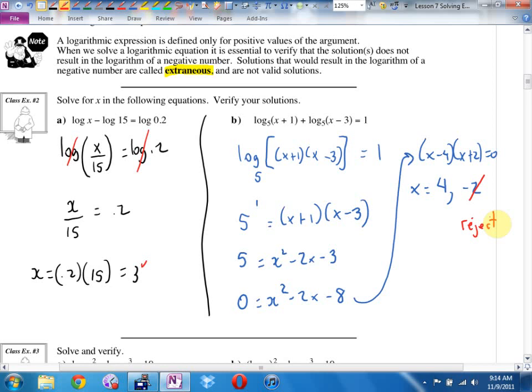Okay? This is an extraneous root. It pops out of our modified equation, but it does not work in the original equation. And I guarantee you, on your test, I'm going to give you some log equations with extraneous roots. It means you just got to quickly go back and check. Plug what you've got into the log expression, and if you get a negative inside the log, or a 0, no.